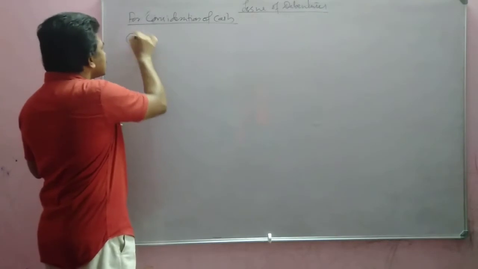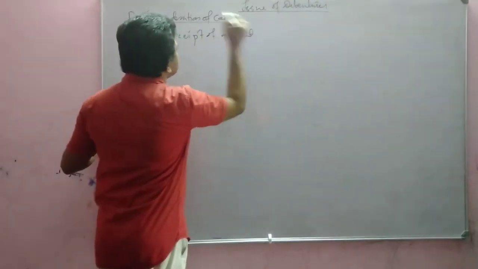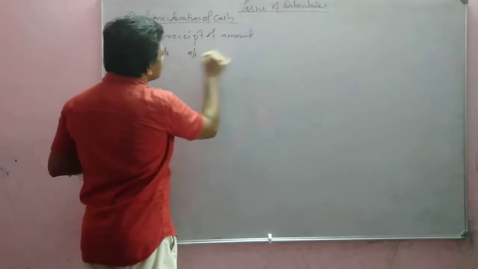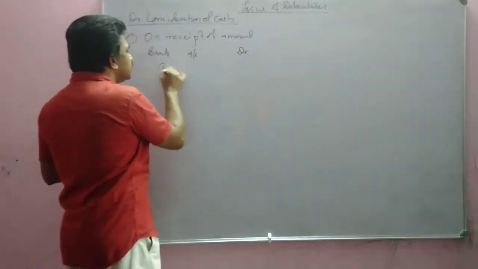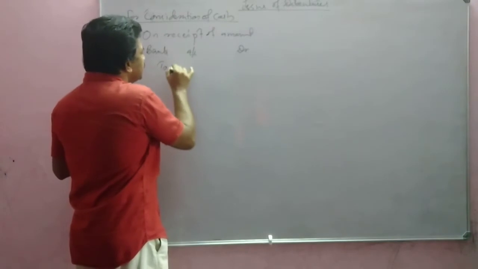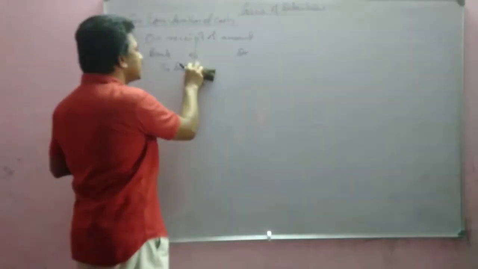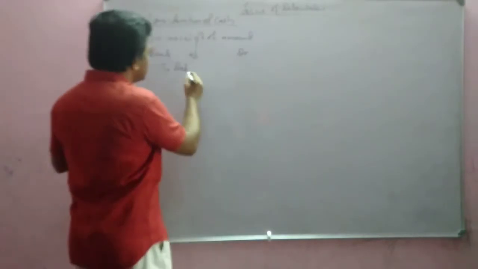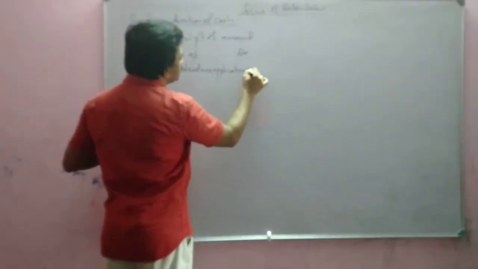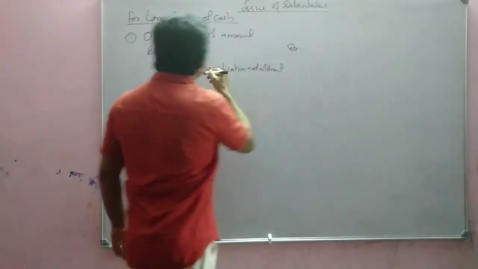The first journal entry is on receipt of debenture amount: bank account debtor to debenture application and allotment, since application money, allotment money, everything is received together. You have to write it completely, you cannot abbreviate debtor as Dr. This is the journal entry: bank account debtor to debenture application and allotment.